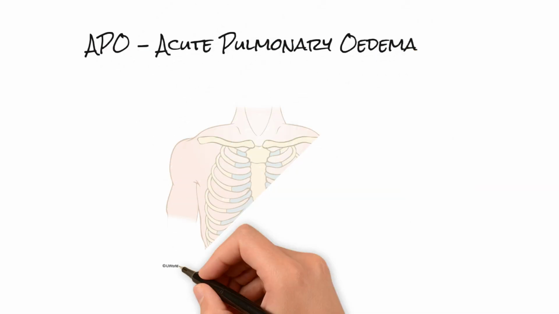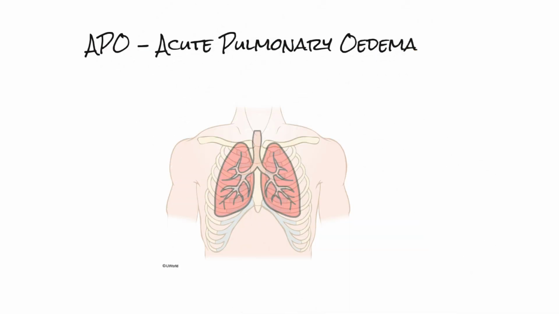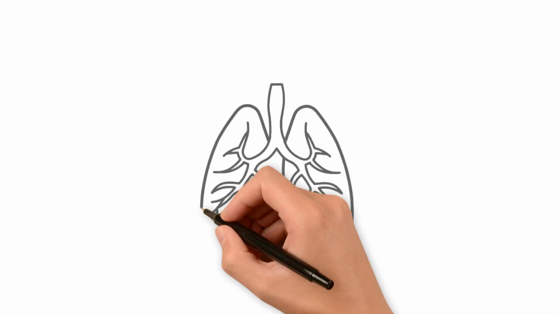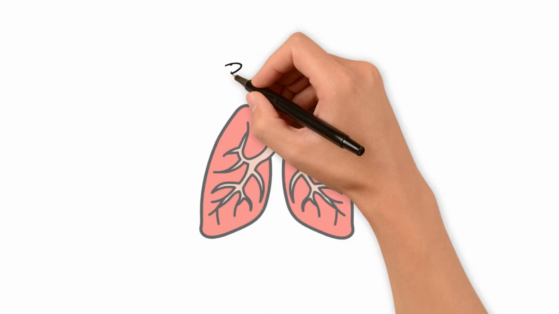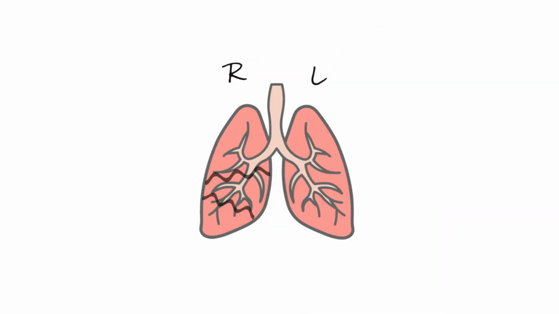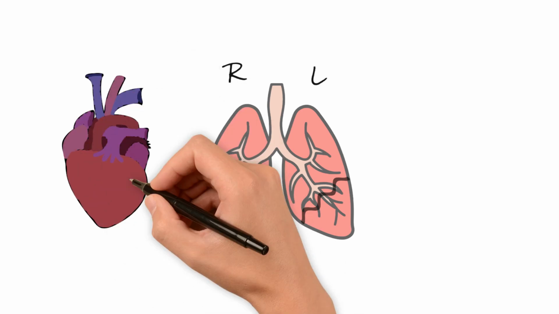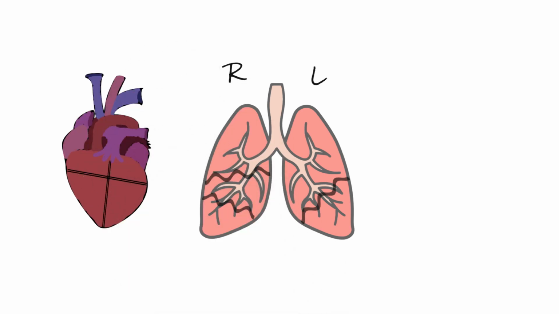Now, let's look at the chest with the heart and the lungs in it with my diagrams. I'll make that a little bit bigger for you. I've got the right side and the left side. There are 3 lobes on the right side and 2 on the left, and the heart. I'll simplify the heart by dividing it into 4 chambers.